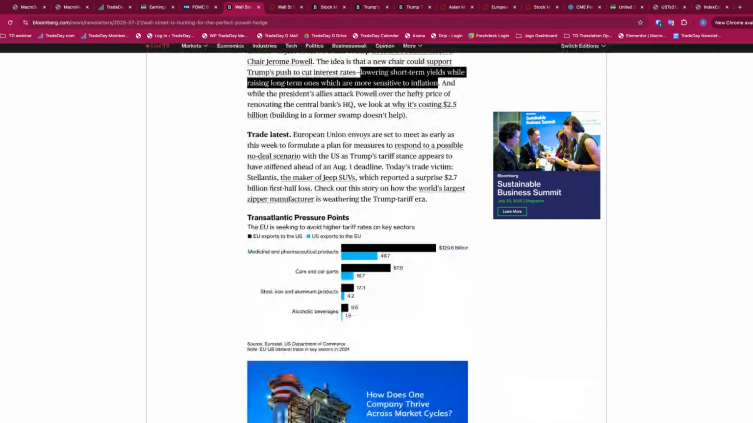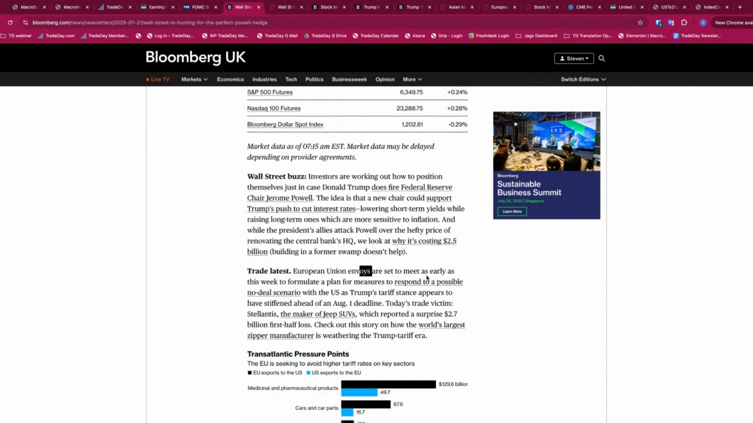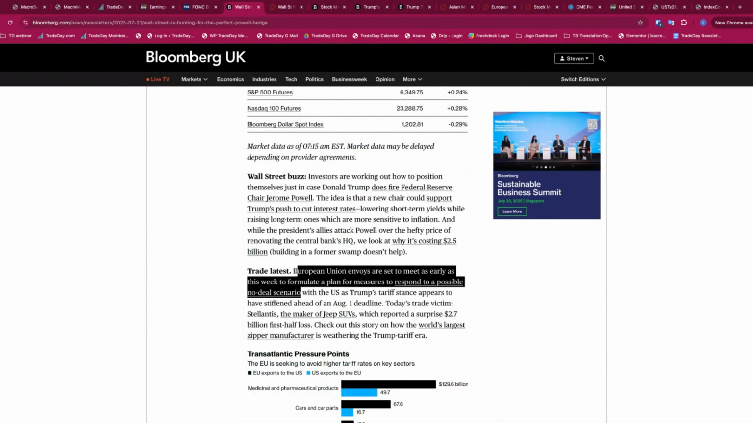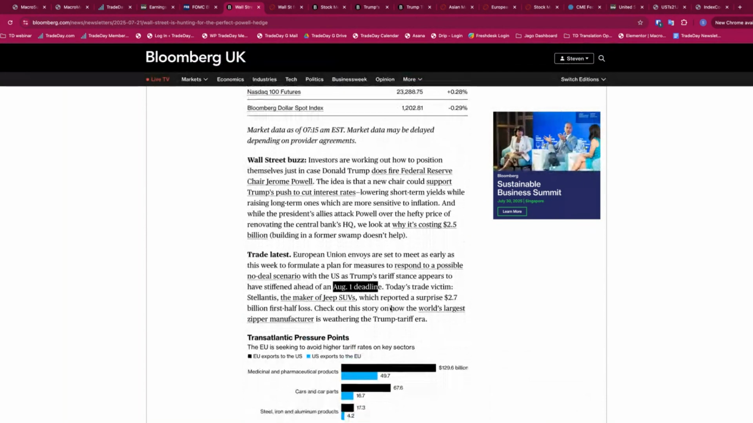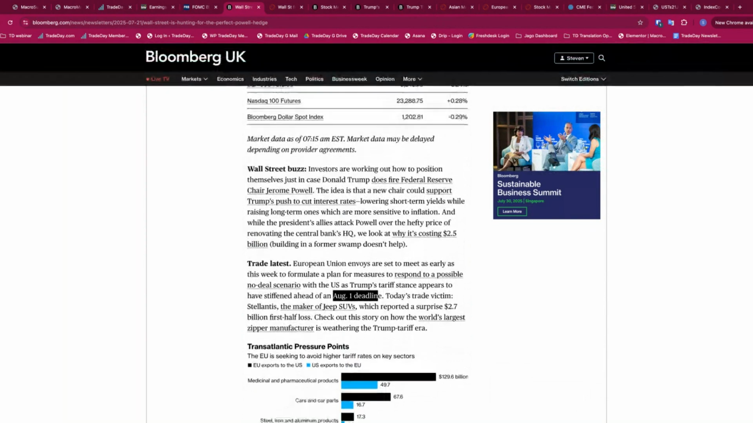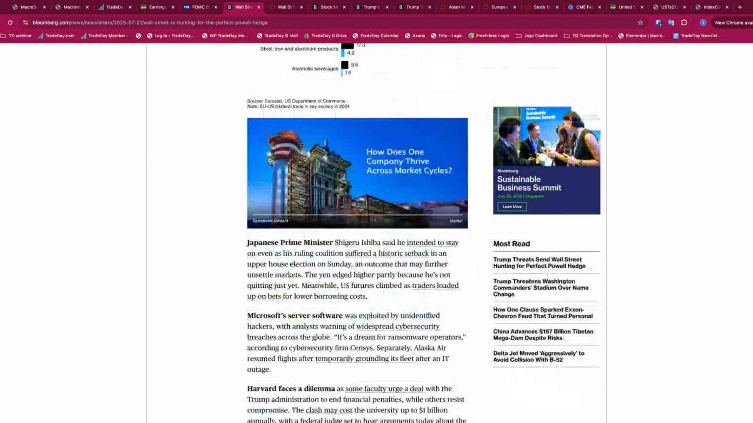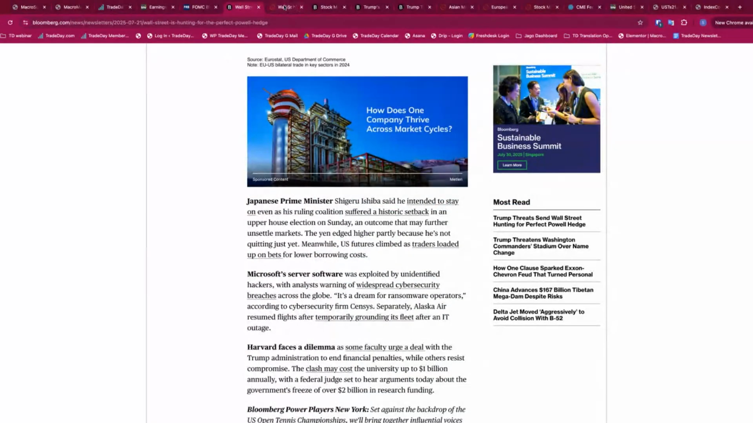And then on the trade side, the European Union was set to meet as early as this week, forming a plan for measures in a no deal scenario. So what if at the moment the EU have not got a deal? Remember, August the 1st is the new deadline. There's no deal in place at the moment, and the clock is ticking. We've only got a week and a half or so until that comes into play.